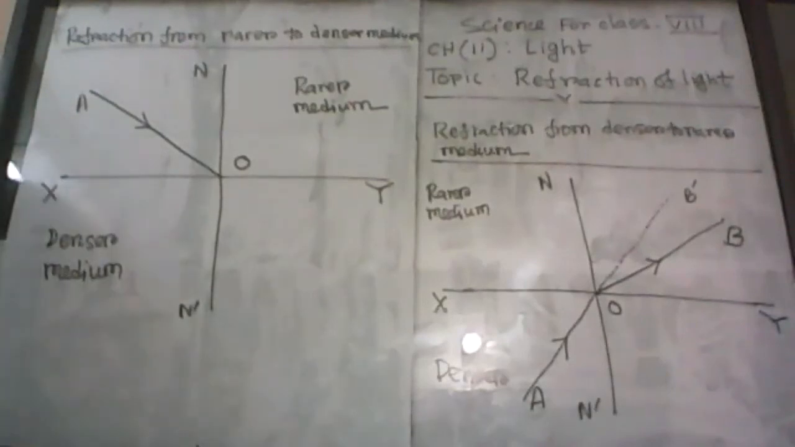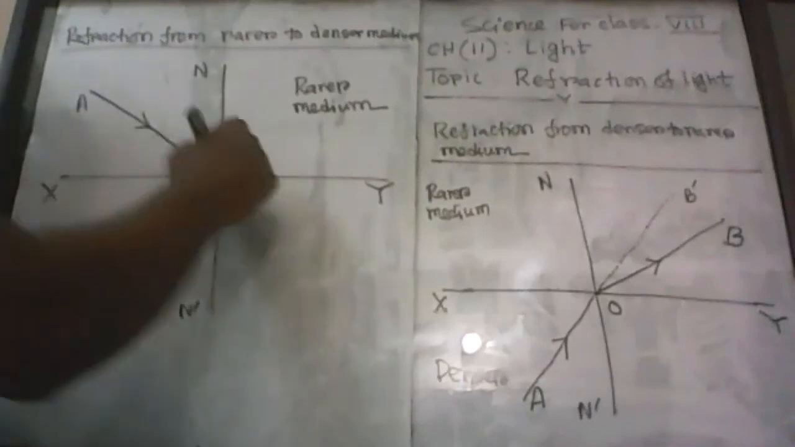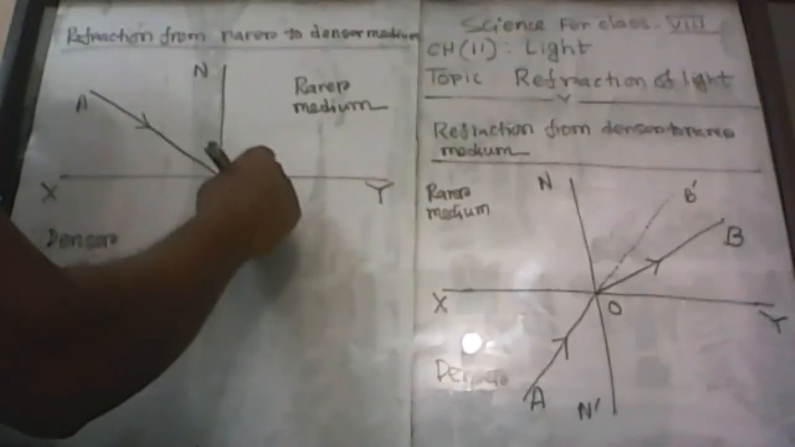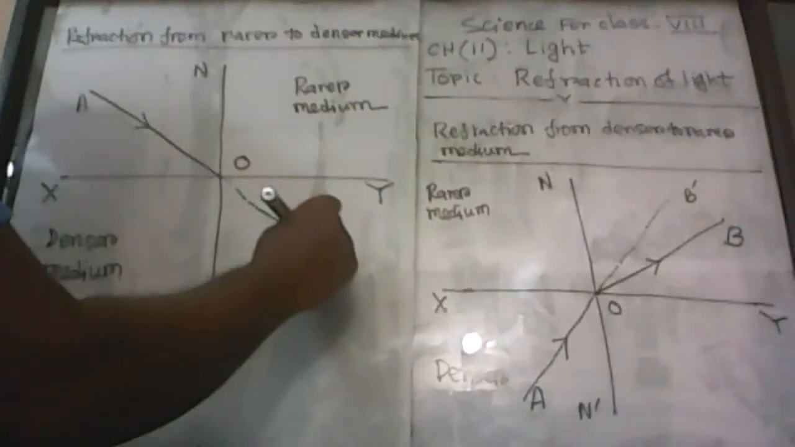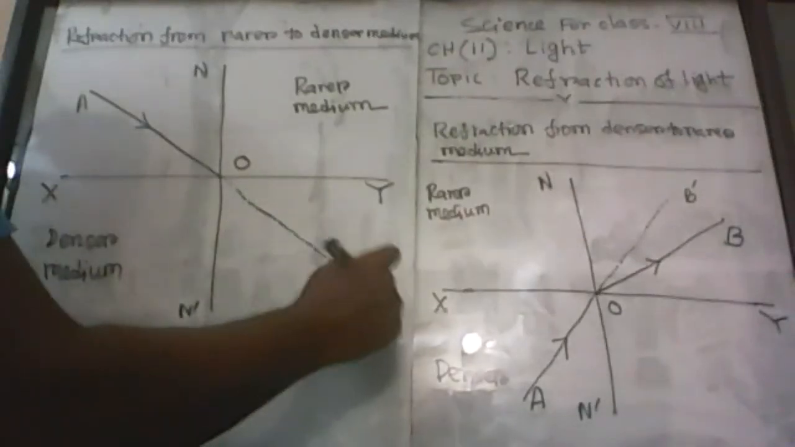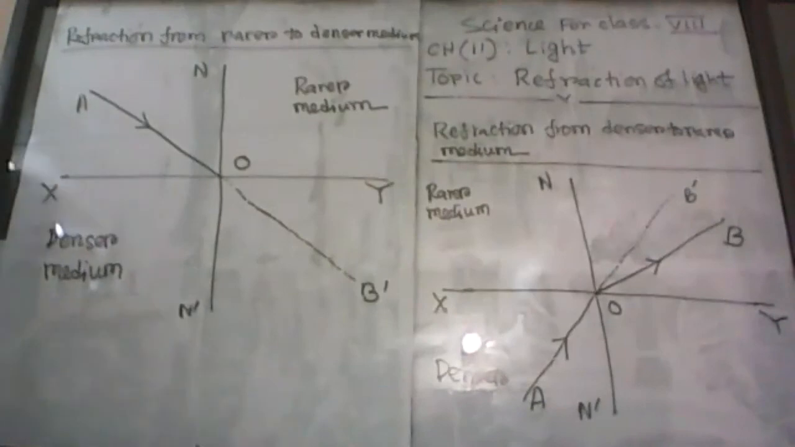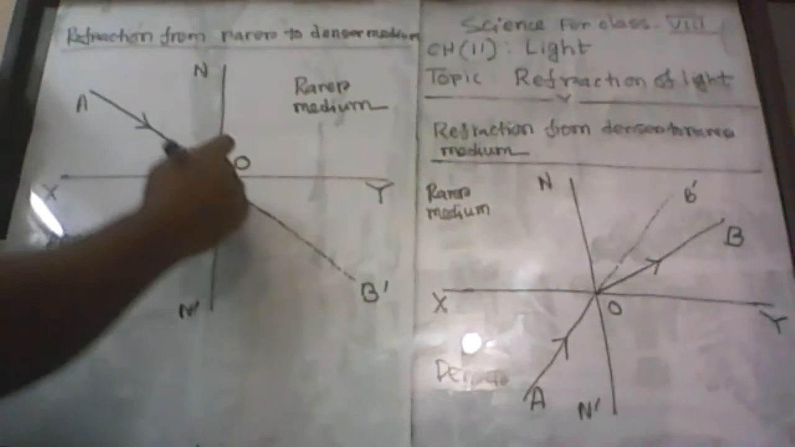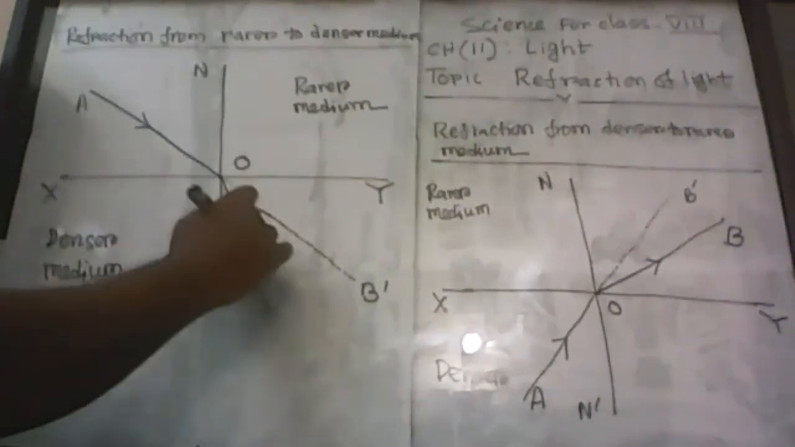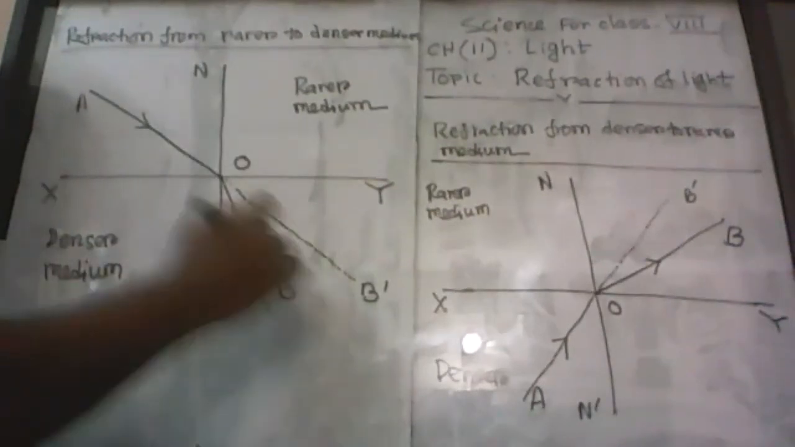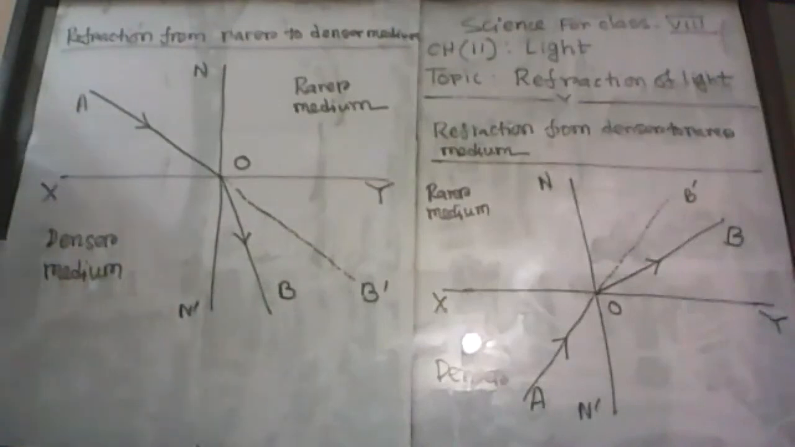Then you see in denser medium, ray of light cannot pass through its previous directional path, like this B prime path. In denser medium, it is observed that ray of light bends and it comes closer to the normal line. So in this particular path, B, it comes closer to the normal line. Okay, so you can see these two types of refraction of light.